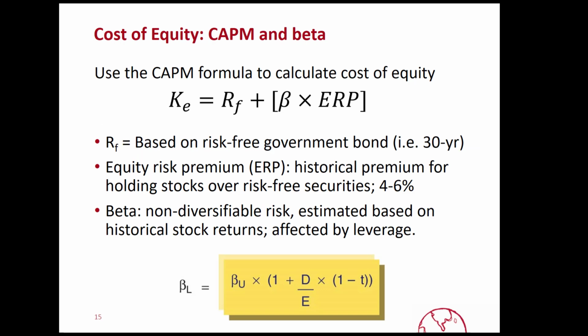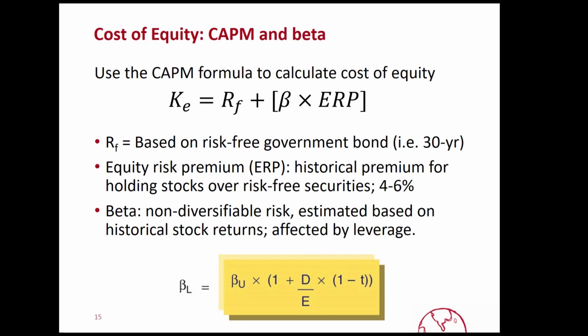We learned that the best way to calculate the cost of equity is to use the capital asset pricing model. This model has 3 inputs. You understand how to use the government risk-free rate, a 30-year bond, as your benchmark, and then you add on to it a premium for holding stocks over bonds, which is a function of the historical equity risk premium of 4 to 6%, plus the company's non-diversifiable or systematic risk, which is measured by its beta.